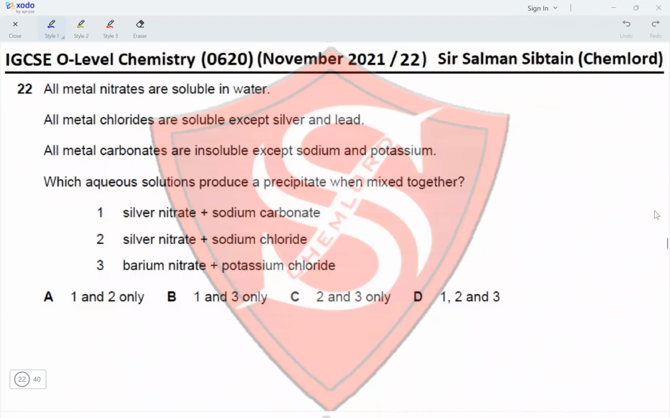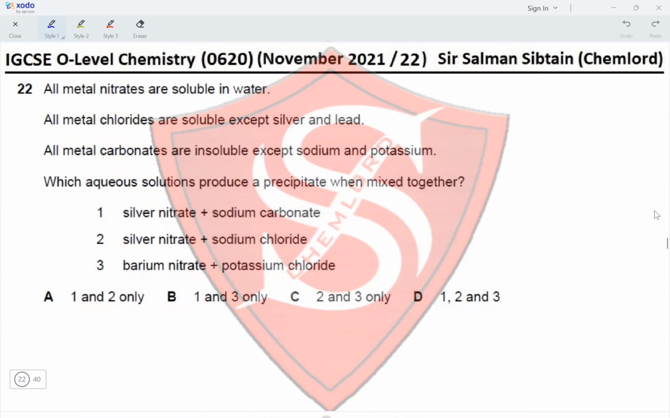Question 22. All metal nitrates are soluble in water. All metal chlorides are soluble except silver and lead. All metal carbonates are insoluble except sodium and potassium. Which aqueous solutions produce a precipitate when mixed together?